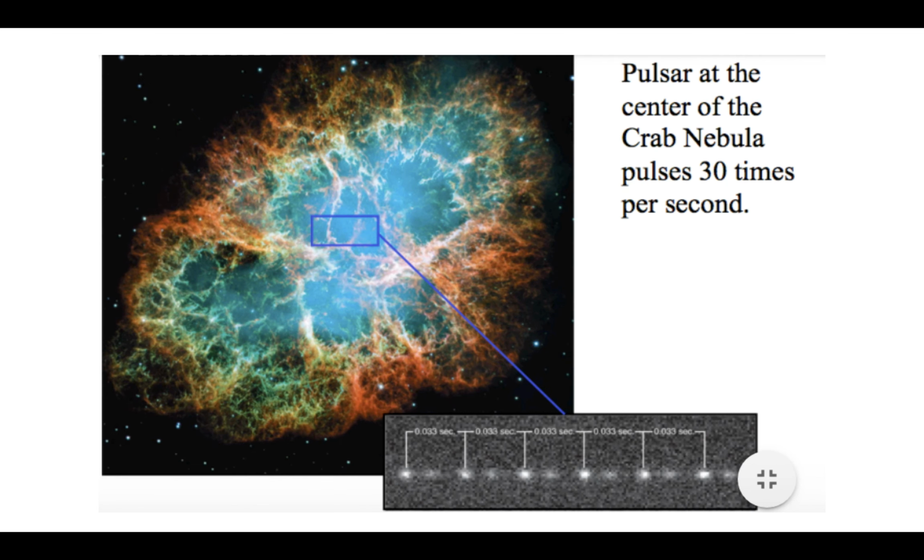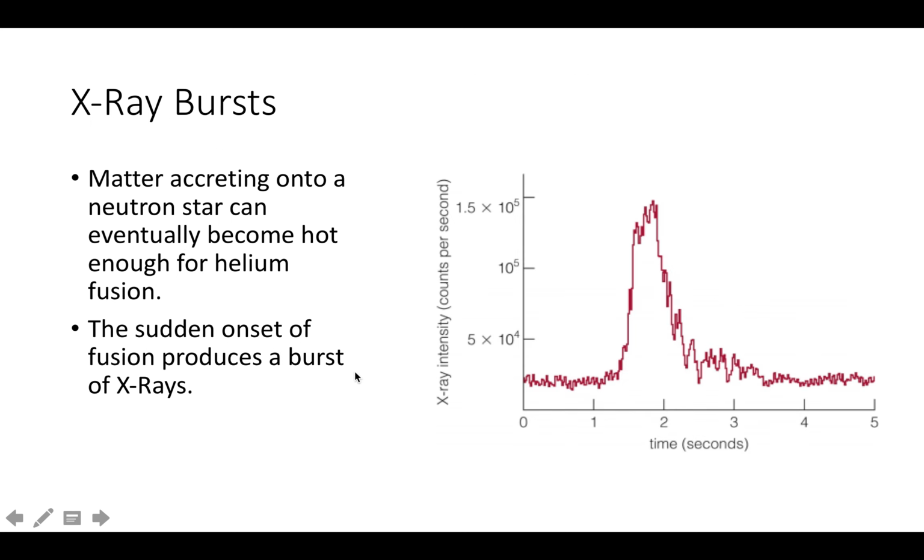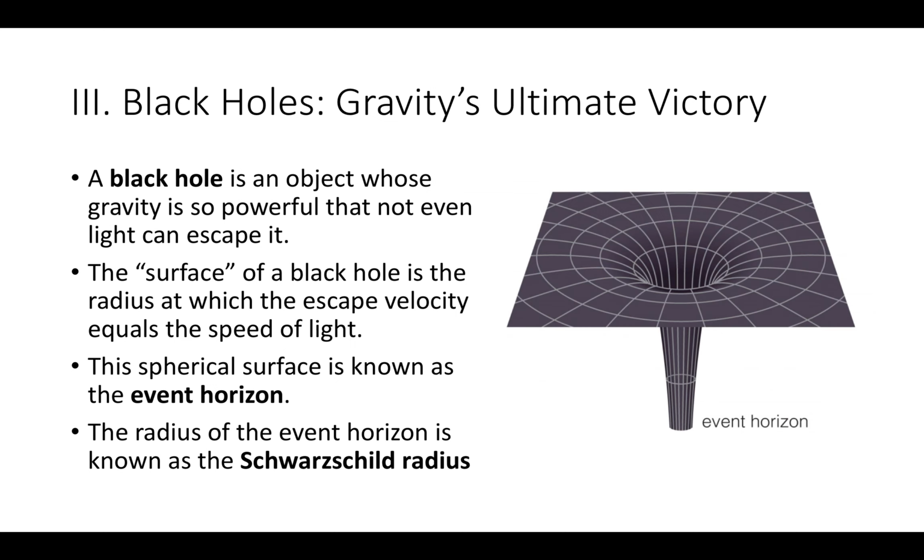In a close binary system with two stars, where one of them is a neutron star, matter can fall into it, forming an accretion disk, just like with the white dwarf binary. It adds angular momentum to the neutron star, increasing its spin. And as it becomes hot enough for helium fusion, X-rays can burst out from this process.